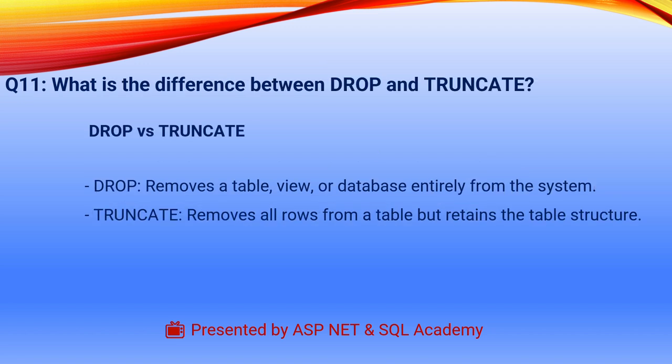The DROP command completely removes a table, view, or database from the system, including its structure and data. In contrast, TRUNCATE removes all rows from a table but retains the table structure, allowing you to add new data later.